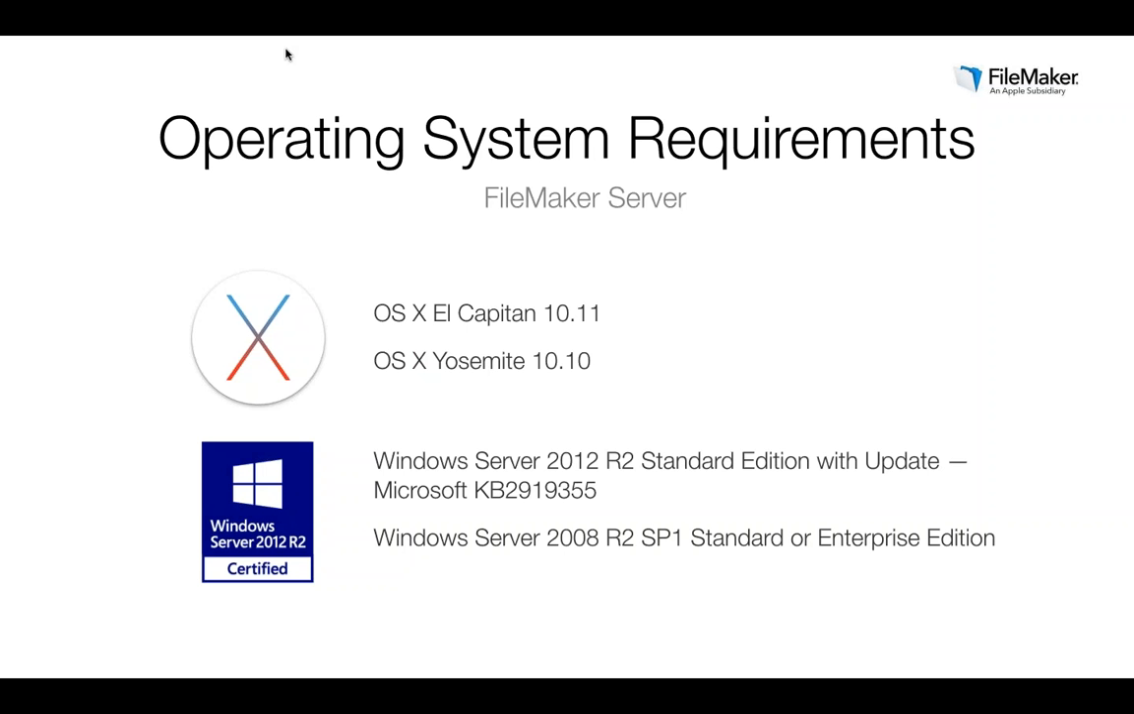For FileMaker Server, again, same as Pro on the Mac side, El Cap and Yosemite. And on the Windows side, we now support Windows 2012 R2 Standard Edition. It is important that you make sure that you're on the latest update there. And then on Windows 2008, that's also R2 and the SP1 for Standard or Enterprise.